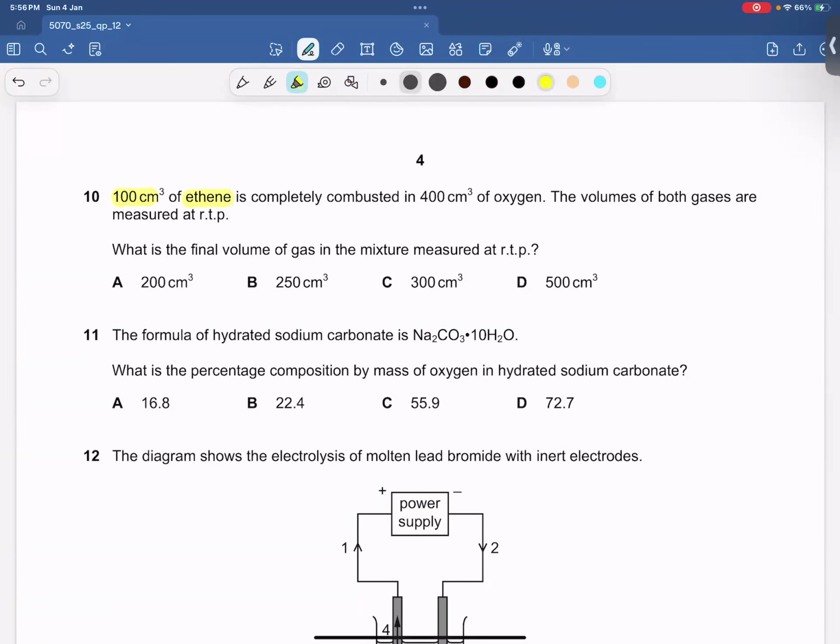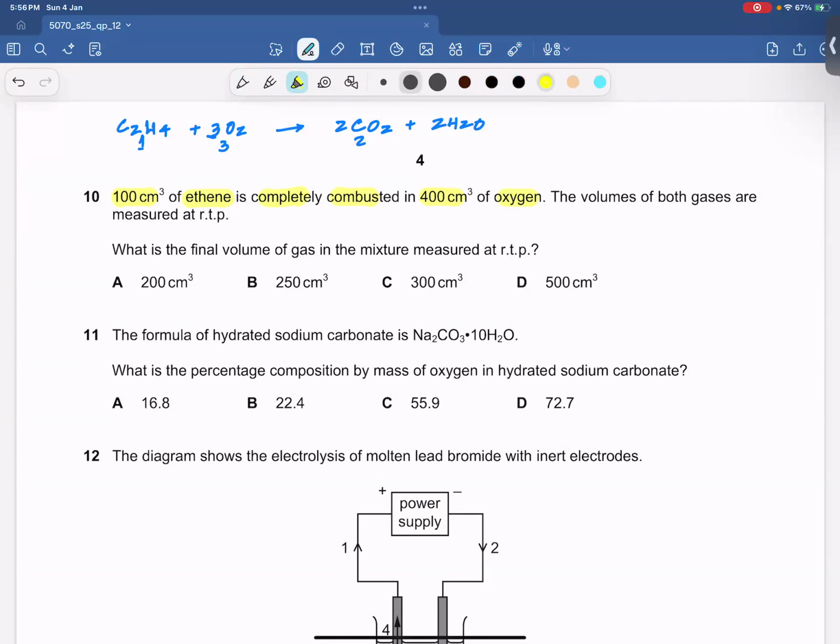100 cm3 of ethene is completely combusted in 400 cm3 of oxygen. Okay, so at this point of the question, let's make an equation first. Ethene has a formula of C2H4, reacting with oxygen, converting into carbon dioxide and water. So we have a total of 6 oxygen atoms on the product side. To balance 6, I need to put 3 here. So technically it is 1 mole, 3 moles, and 2 moles.